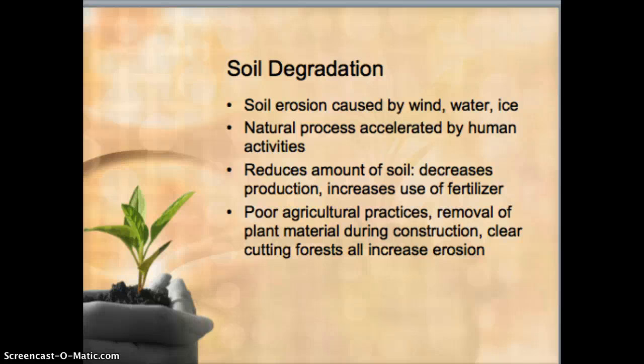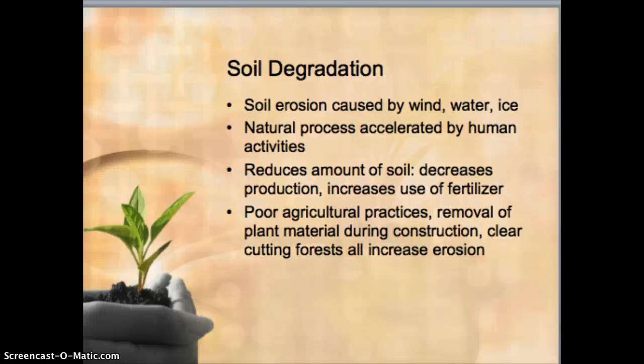Next, let's move on to soil degradation. We have talked about this some with our unit on agriculture. We'll continue to talk about it here in this particular unit with soil and soil properties. Soil degradation can be caused by a number of factors: wind, water, ice. It is a natural process, but typically it can be accelerated by human activities. And overall, it just reduces the amount of soil. We can do that by just losing the soil, making situations where wind can have more effect, where water has more effect, etc.